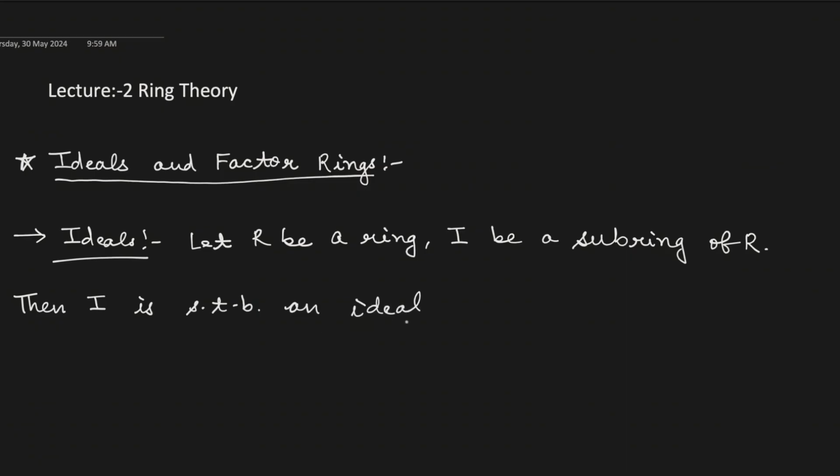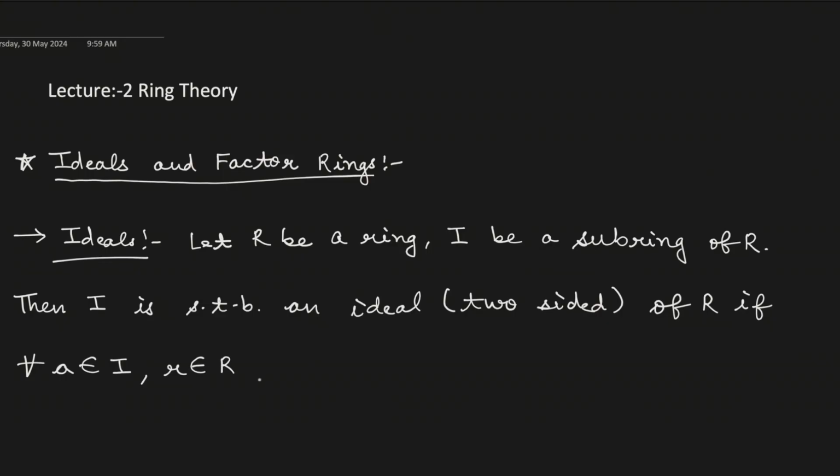Whenever I will say it is an ideal, then it will be both left-sided and right-sided. So two-sided of R if for all A belongs to I, r belongs to ring R, ar, comma ra, this belongs to I. So whenever I will apply the element of ring from right side, then it is right ideal, and when from left side, then it is left ideal.